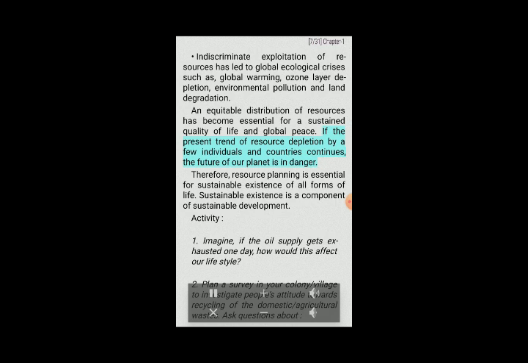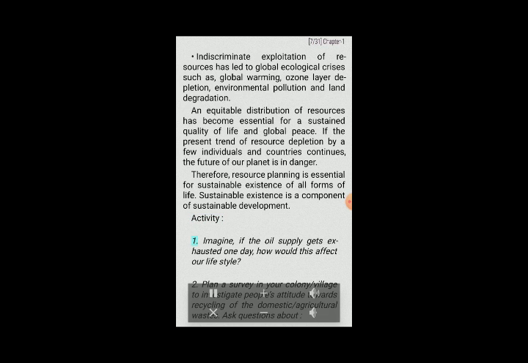If the present trend of resource depletion by a few individuals and countries continues, the future of our planet is in danger. Therefore, resource planning is essential for sustainable existence of all forms of life. Sustainable existence is a component of sustainable development.